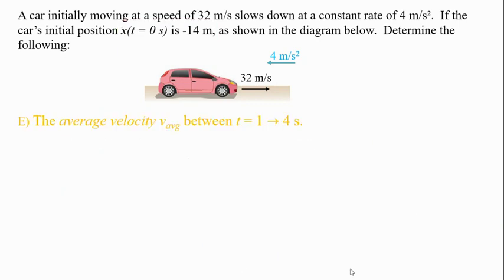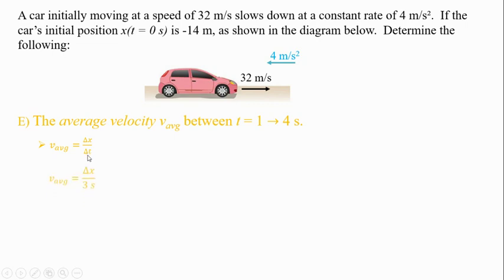Okay, let's do part E. Part E asks you to find the average velocity between 1 and 4 seconds. This one's pretty straightforward. To find average velocity, you have a couple of different options. Here, your first option is delta x over delta t. This function works all the time, regardless of what your a is, whether it's constant or not. So average velocity is just simply your change in position over your change in time.